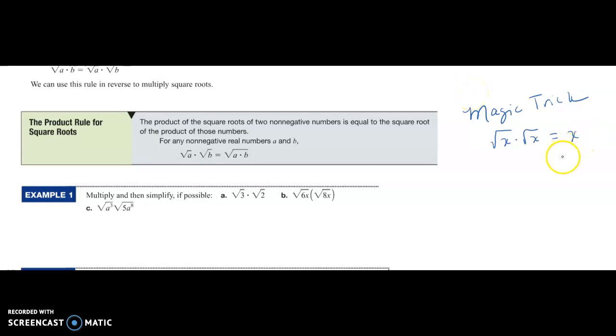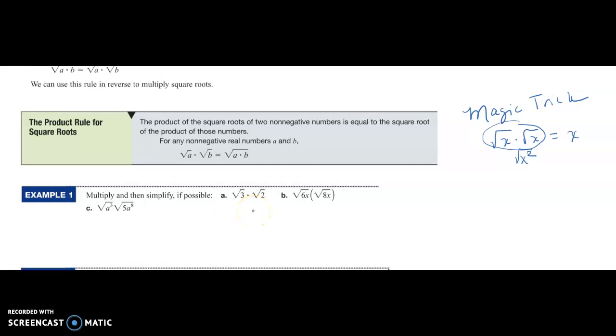This is my little kid-friendly term for what we're going to do. But anytime you have a radical times itself, the exact same radical, and if you think about it, this should make sense, that's going to give you the square root of x squared, which is going to become an x. So all I need are 2 of the same square roots to just become that plain old number. So keep that in mind, because that trick is going to make your life simpler as we multiply square roots.